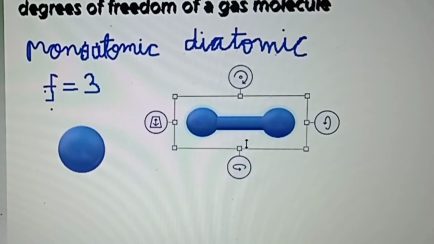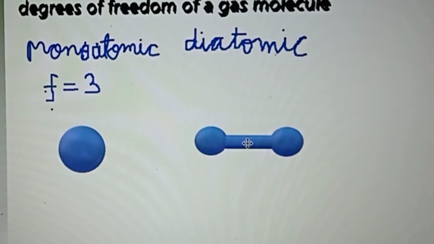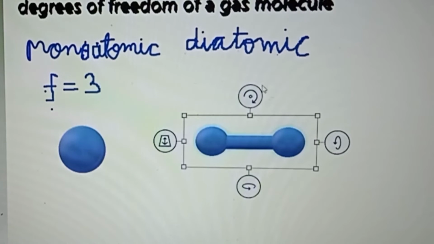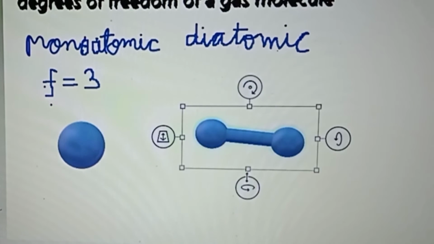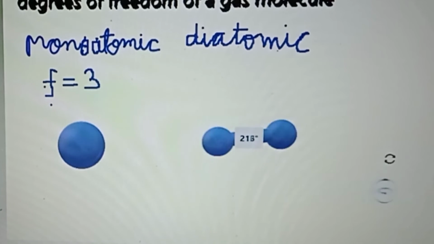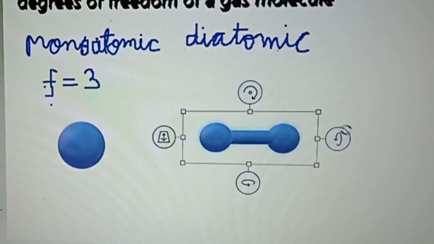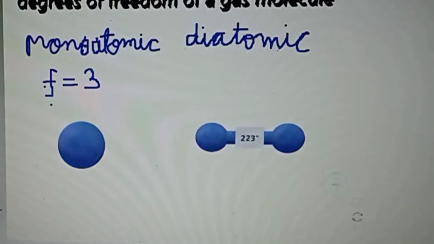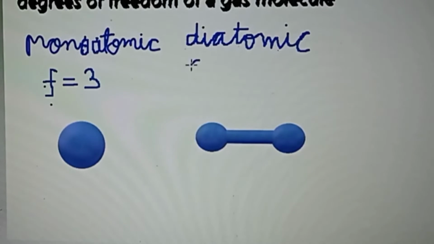Now for a diatomic molecule, it can have motion along x-axis, y-axis, and z-axis. Other than that, it can rotate about this axis or this axis, meaning two rotational coordinates are also there. But there is no rotation specified along an axis passing through its length. So the total degrees of freedom are 3 translational and 2 rotational. Total 5 coordinates are there.